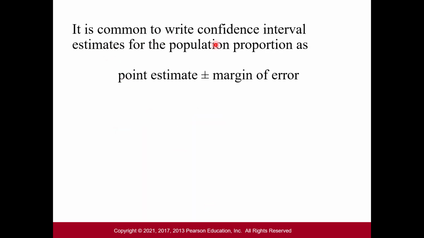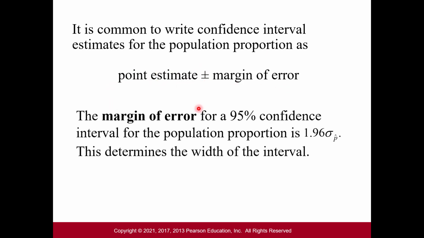So it's common to write confidence interval estimates for the population proportion by doing the following. We say our point estimate, plus or minus our margin of error. So the margin of error for a 95% confidence interval for the population proportion is the number we were just talking about, 1.96 standard deviations. This determines the width of the interval.